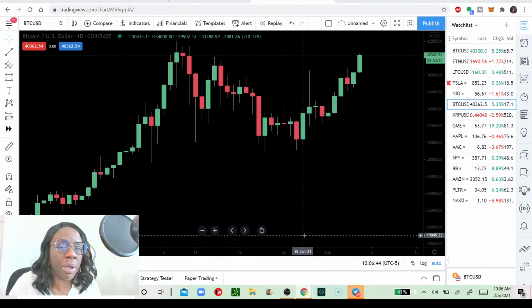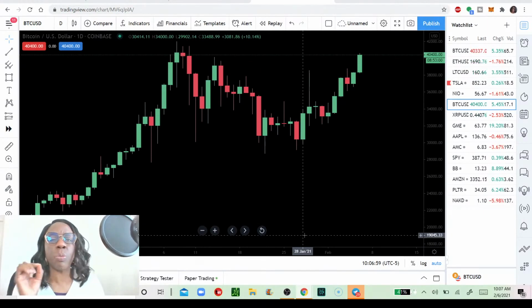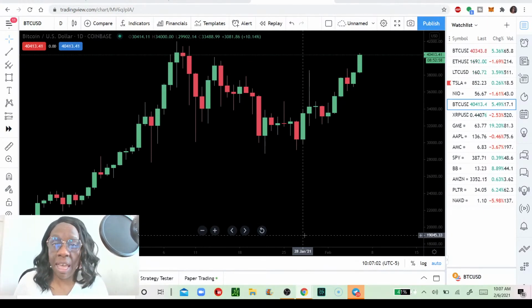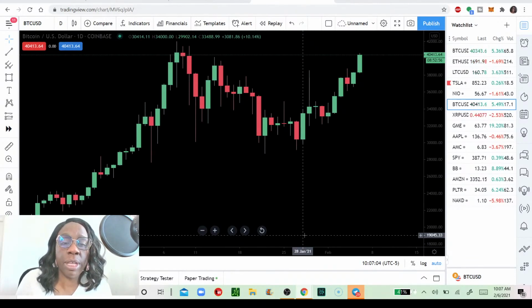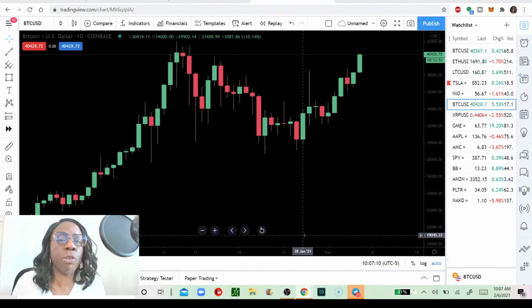Whether you're a scalper or a day trader or a swing trader, whatever kind of trader you are, the only way you'll be able to make those close to perfect entries and exits from your trades is by the use of your support, resistance, or trend lines. So for today, I'm going to focus on trend lines.